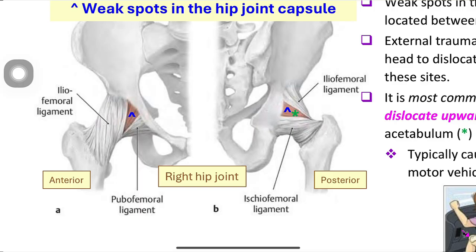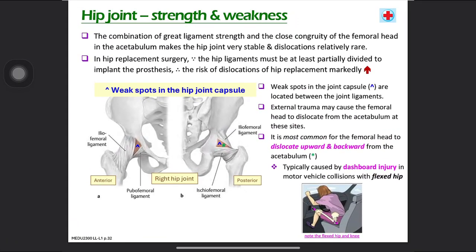There are some spots that are not tightly protected by the ligaments, particularly in hip replacement surgery. So remember next time when you do dissection, if a surgeon is next to you, ask him or her to showcase how to open up the hip joint. Open up the hip joint. Ask him or her to perform as if it is a surgery. They will do it for sure, okay?